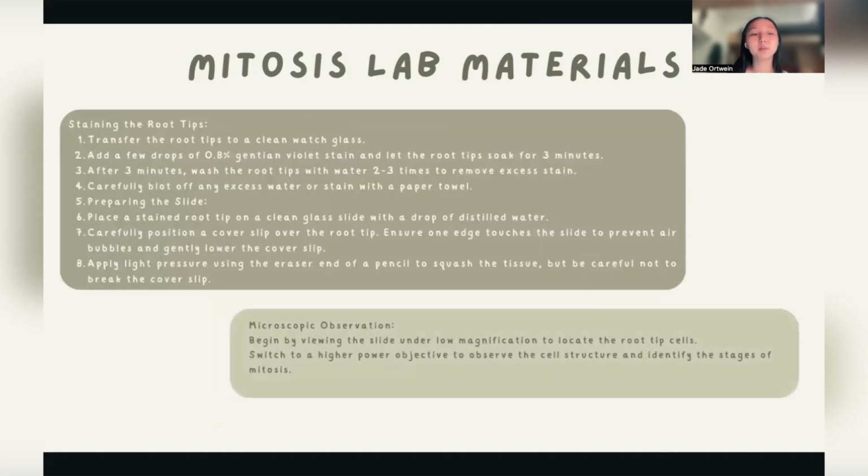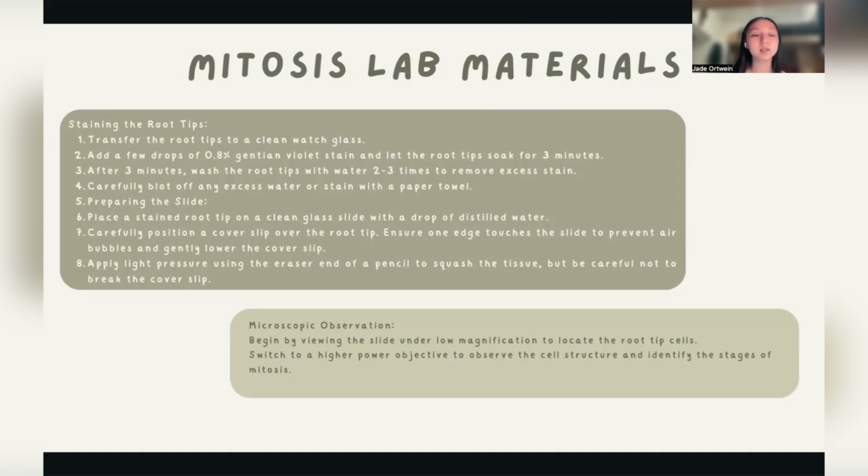So here are the last couple steps in this lab. This is staining the root tips. So we have to transfer the root tips to a clean watch glass and add a few drops of the Gentian violet stain and let the root tips soak for 3 minutes. So after those 3 minutes are up, wash the root tips in water 2 to 3 times and remove the excess stain, and then blot off any excess water.